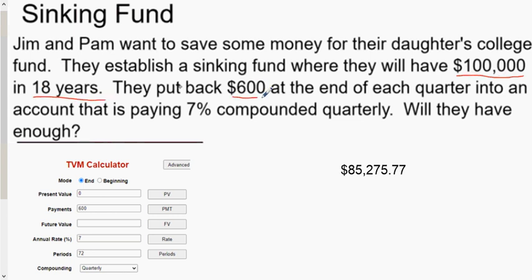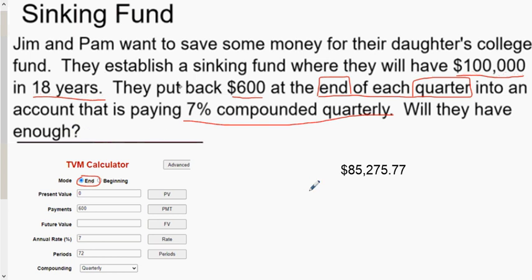She's going to college. So they want to have $100,000 in 18 years. They decide to put back $600 at the end of each quarter. Notice this time it says quarter and not monthly. And it is end, which means it's ordinary, not due. So the first thing you want to do is make sure you select end. And then it's 7% compounded quarterly. So will they have enough?